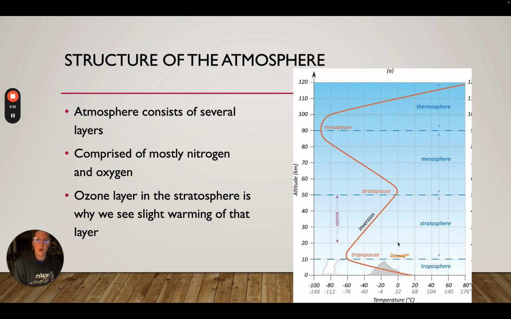But what we are concerned about is, of course, in the stratosphere, this component being ozone. Our atmosphere is mostly comprised of oxygen and nitrogen, and then this ozone layer here is in the stratosphere. And that's why we see this slight warming, or something called a temperature inversion, in that layer.